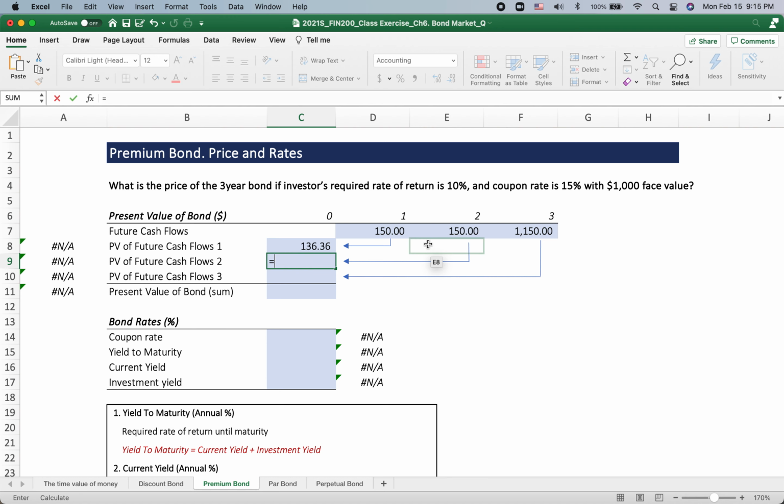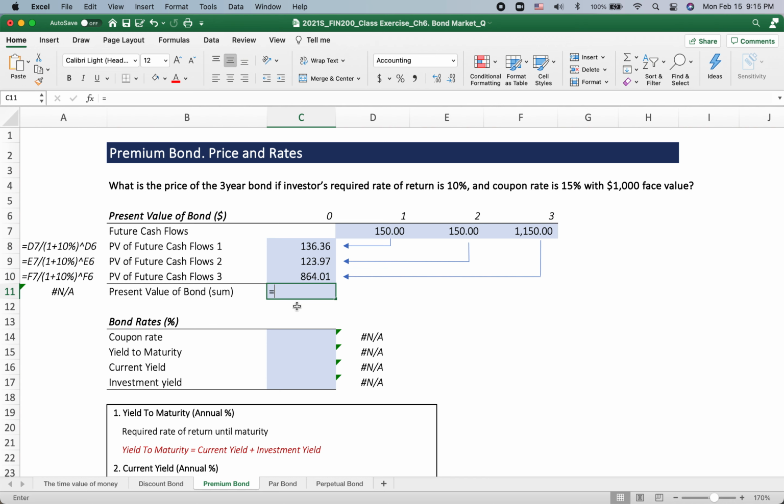And then also 150 divided by 1 plus 10% to the power of 2. In the same way, there's $1,000 and 150 that should be discounted by 1 plus 10% to the power of 3. So we got the present value of all the future cash flows, 1,124.